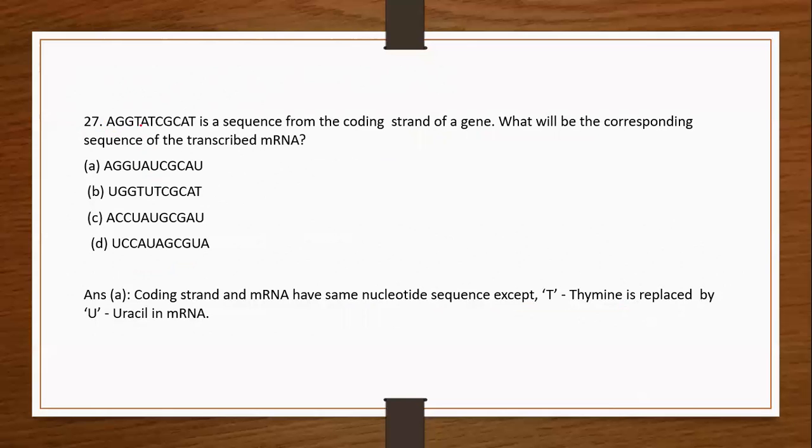Next is, AGGTATCGCAT is a sequence from the coding strand of a gene. What will be the corresponding sequence of the transcribed mRNA? So these are the sequences. Now the coding strand and mRNA have the same nucleotide sequence, except thymine is replaced by uracil in mRNA. We know that thymine is not there in RNA and it is replaced by uracil. So option A will be the right sequence.